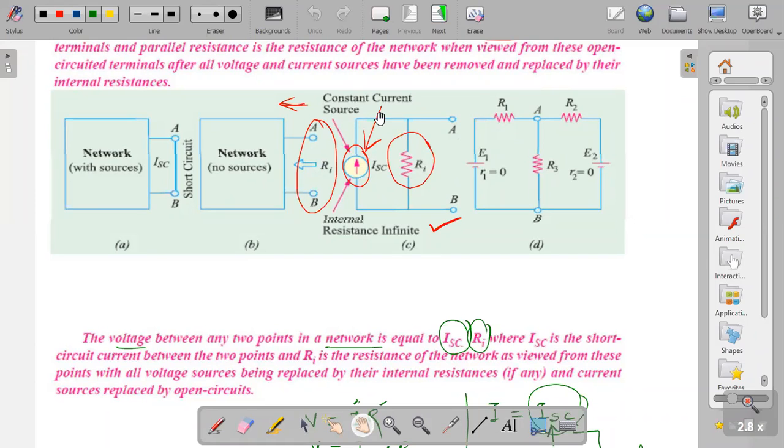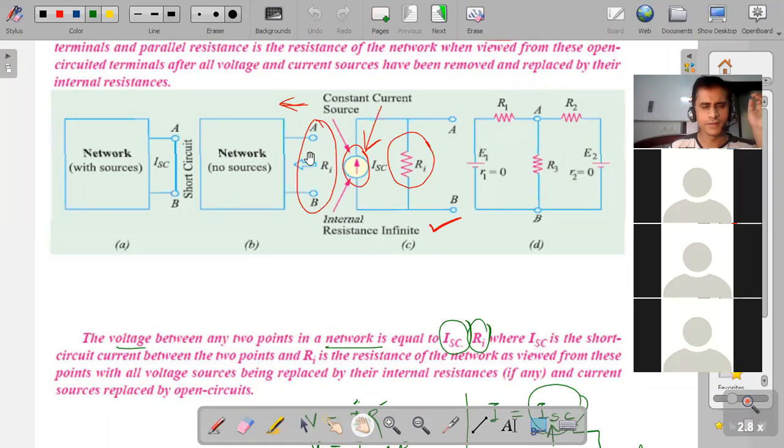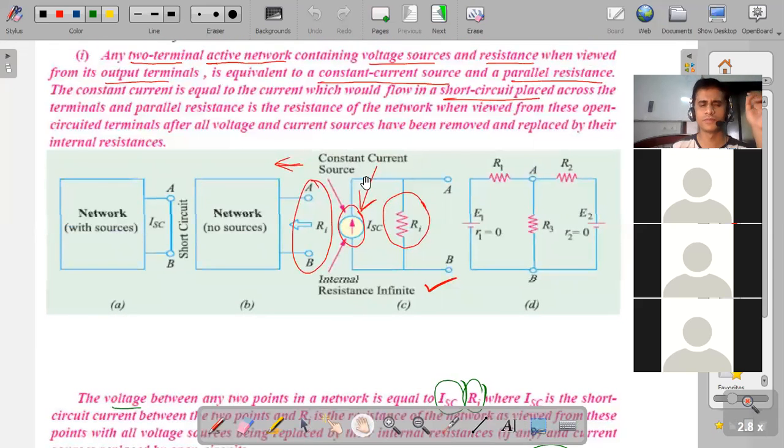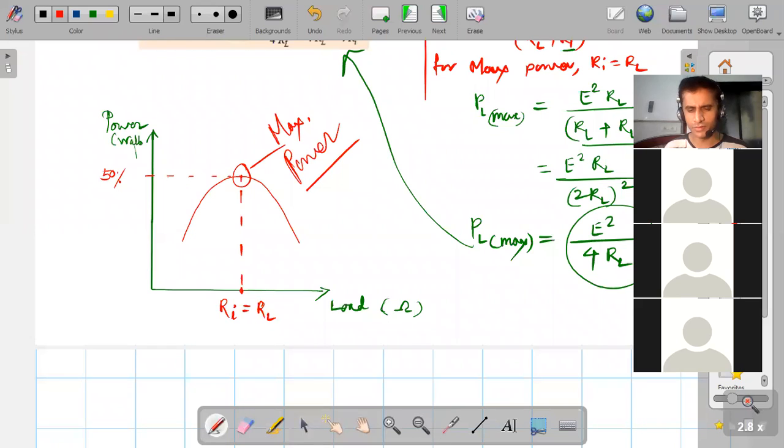Yes, dear student, see, in case of Norton theorem you will get a constant current source. Power increases to a maximum value and again decreases, and you will get maximum power at Ri equal to RL. This is the graphical behavior of power with respect to load resistance.